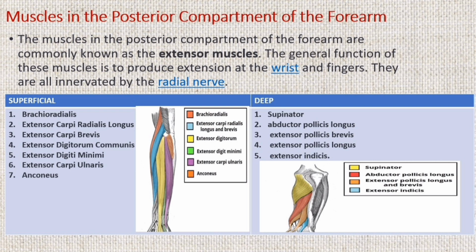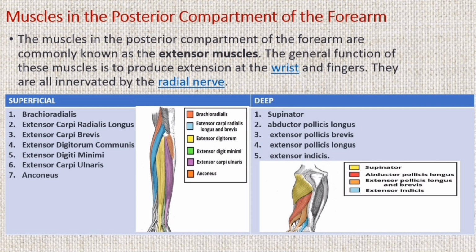Due to its position, it is able to produce adduction as well as extension at the wrist. Attachments. Originates from the lateral epicondyle of the humerus, and attaches to the base of metacarpal V. Actions. Extension and adduction of wrist. Innervation. Radial nerve deep branch.